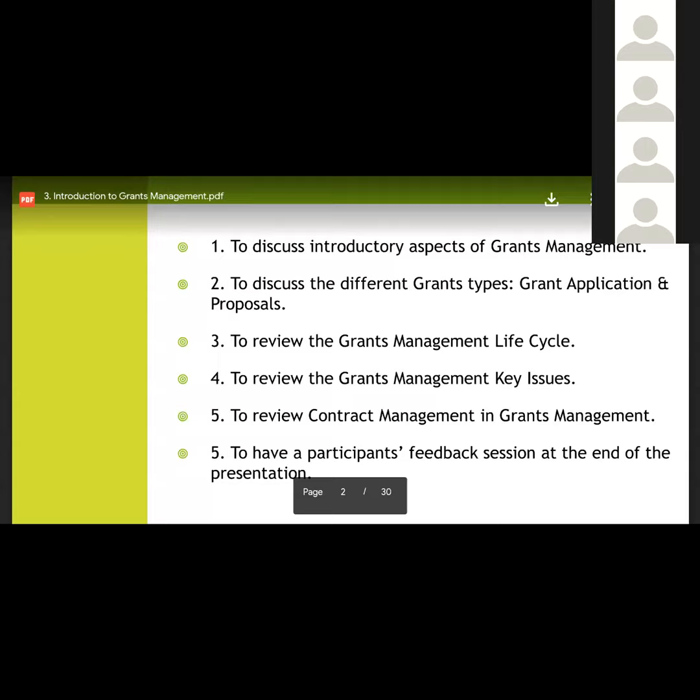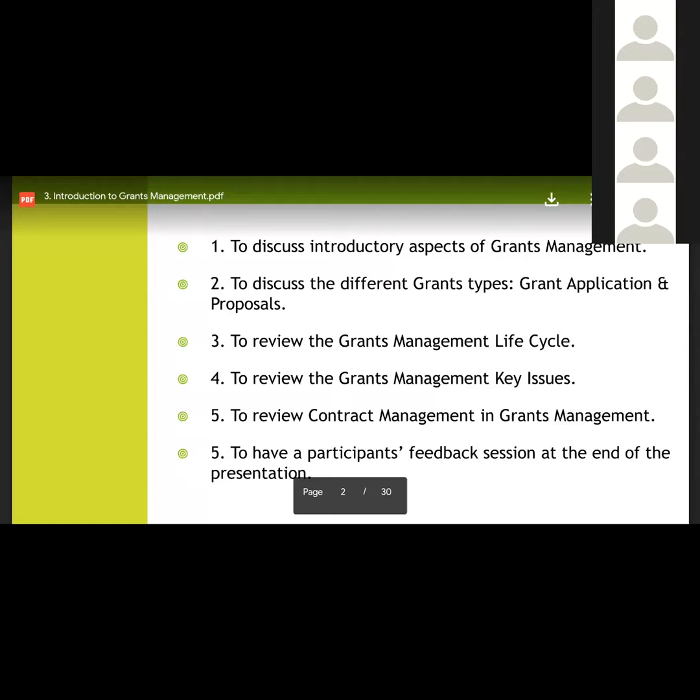So we will need to look at the different grant types that we have. And one of the types that we will be delving much more into is especially the grant application, where you are expected to make an application before you actually receive some grant funding. Then again, we will also be looking at grant proposals, and that's something we want to make sure we understand.